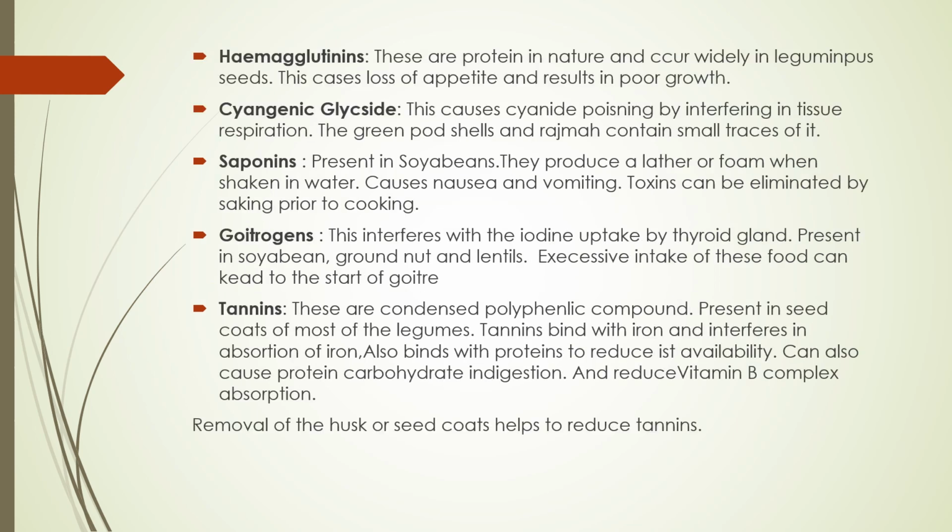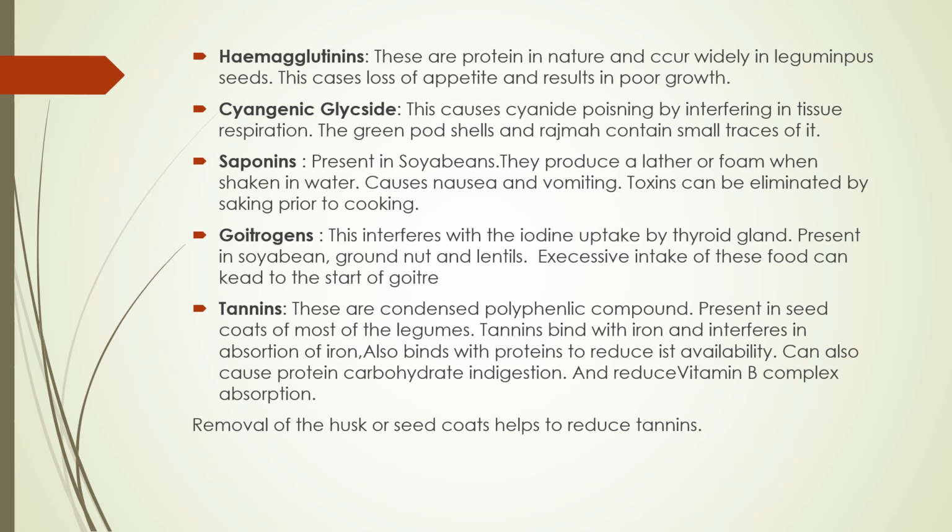The rest of the toxins I have briefly mentioned here: hemagglutinins, cyanogenic glycosides, saponins, goitrogens, tannins. So just go through these. Hemagglutinins are proteins in nature and occur widely in leguminous plant seeds. This causes the loss of appetite and results in poor growth.